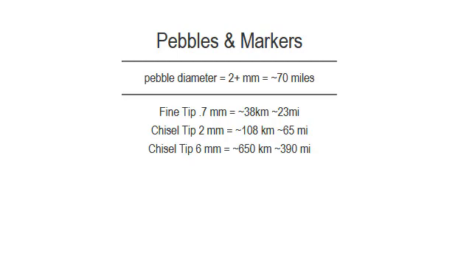The smallest line you can make with a chisel tip is 2 millimeters, and that's close to 65 miles on your globe. This means it's impossible to show fine details on your globe. It also means you have to exaggerate the size of cities so that they will stand out.